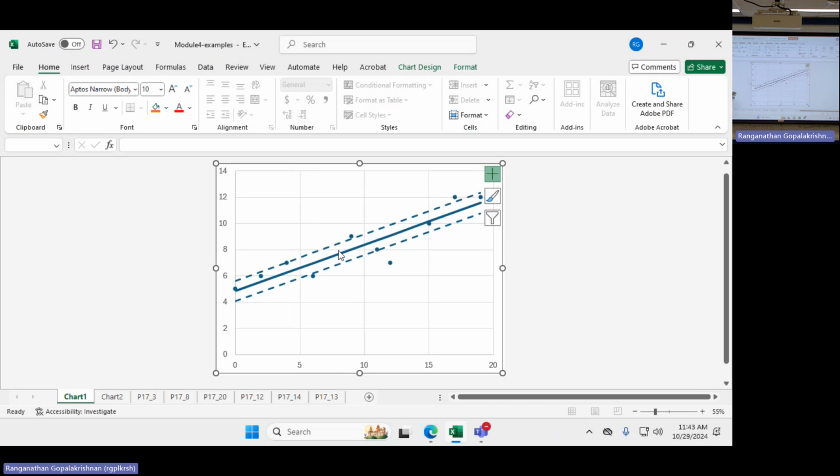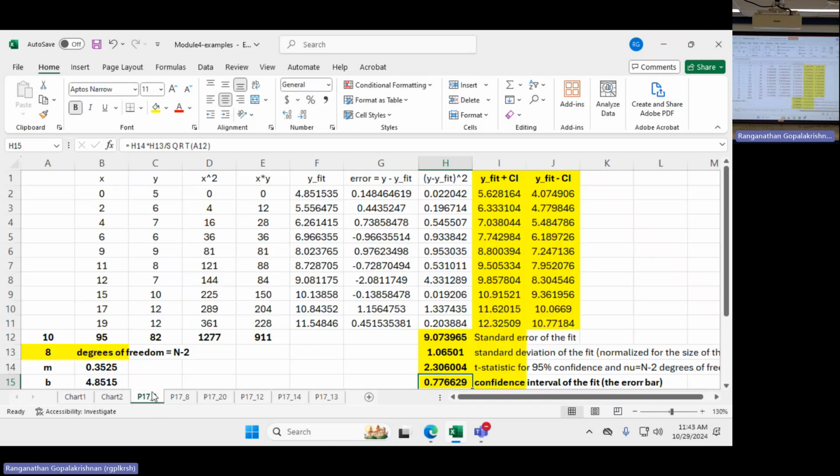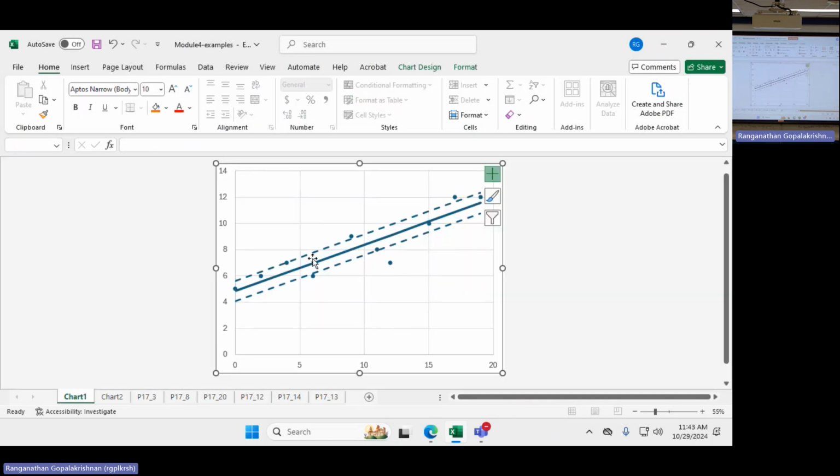Okay, so this is how we would get this. So how do I generate that data? I go back here and I do yfit plus CI and yfit minus CI. So I get two more columns. I plot them against X, and that's why I get three curves here. The top curve is yfit plus CI, the middle curve is yfit, and the third is yfit minus CI. But at least for your exam, you should know how to calculate the CI. Plotting it comes later, maybe in your homework or something.